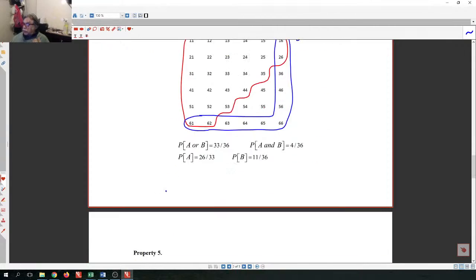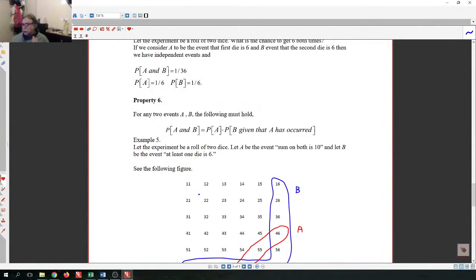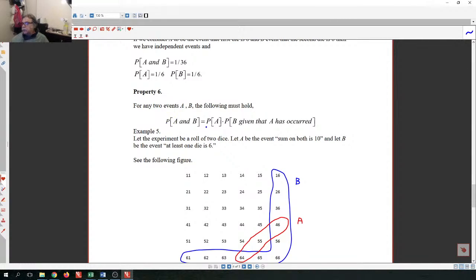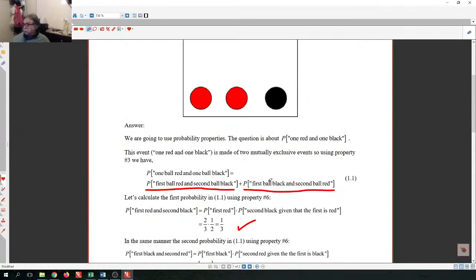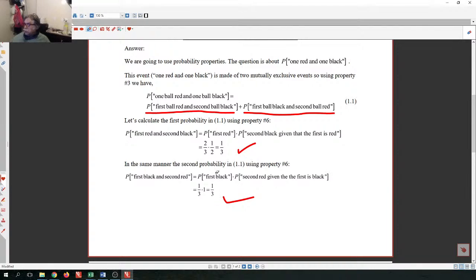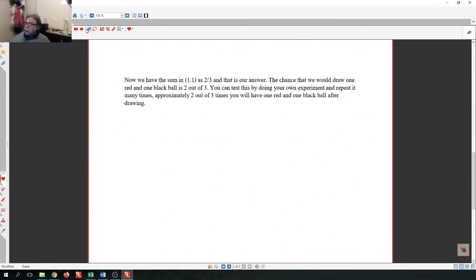Also, I used property number 6, and I said that's a very important property, right? The property says that if you have A and B, then it's the probability of one of them, and then the probability of the other one, given that the first one happens. So you have to multiply that, and I used it twice. Okay. Now, another thing I want to point out in this particular example is that the first black and the second red are dependent events. I want to point this out. That's the reason why I used property number 6. First black.